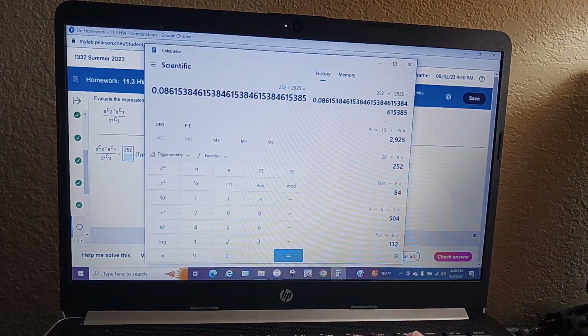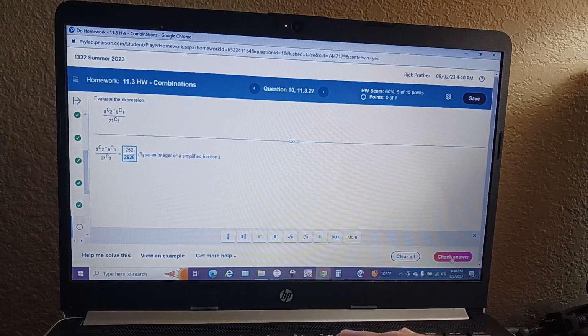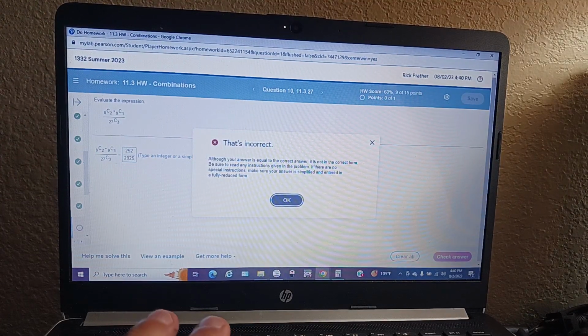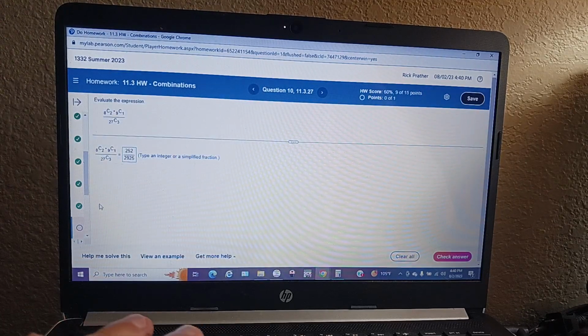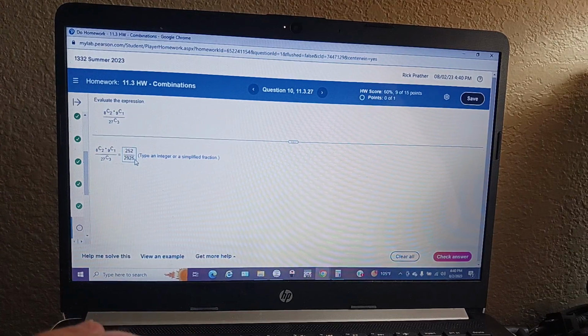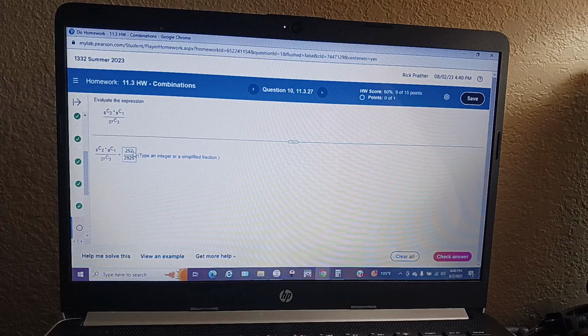252 divided by 2925, we'll find out here right now if it reduces. Apparently it reduces. See how it says, although your answer is equal to the correct answer, it's not in the correct form? Okay, so that's hard to know what these divide by. But 252, since it ends with a 2, it's definitely an even number and divides by 2, but this ends with a 5 and doesn't divide by 2. The top won't divide by 5 because it ends with a 2.